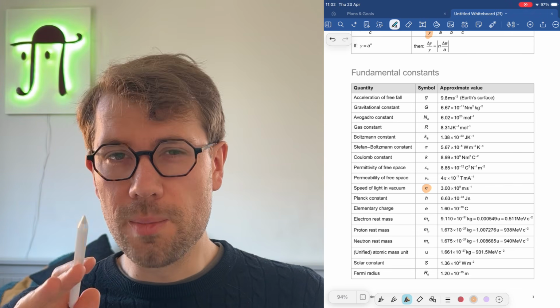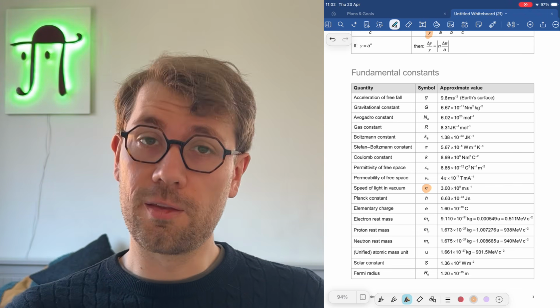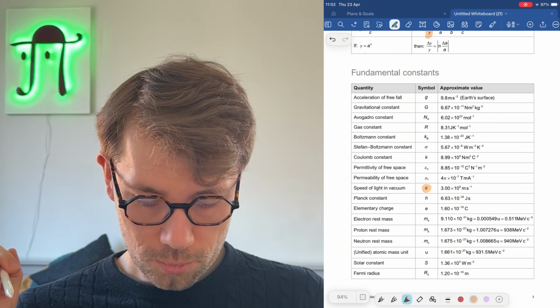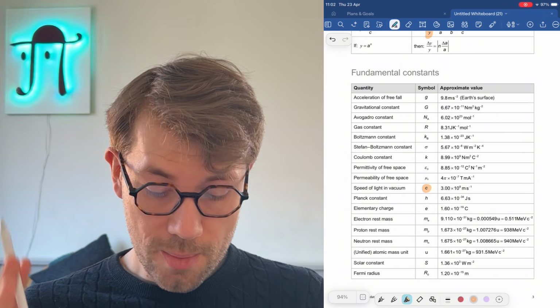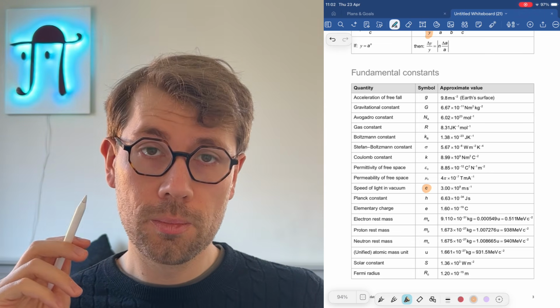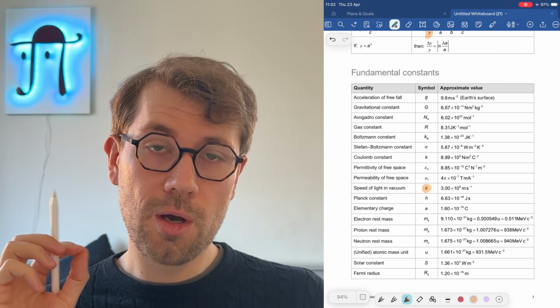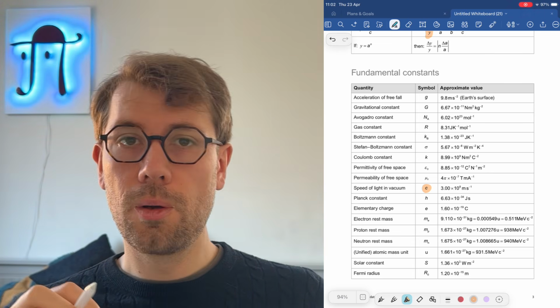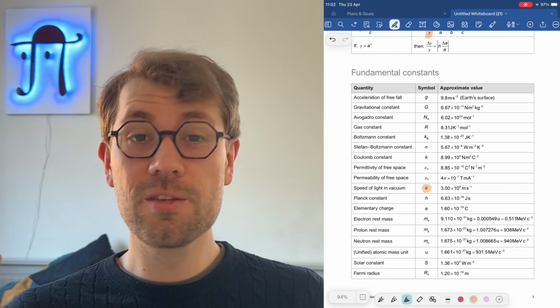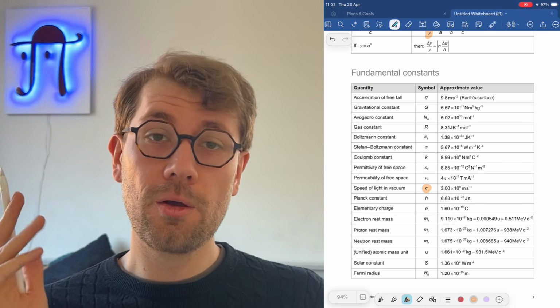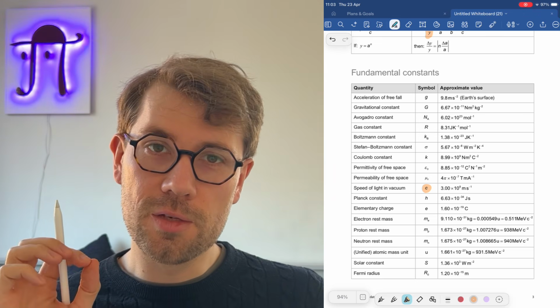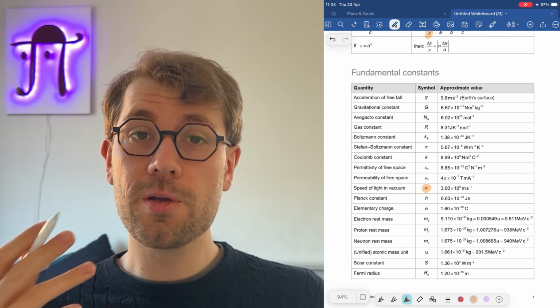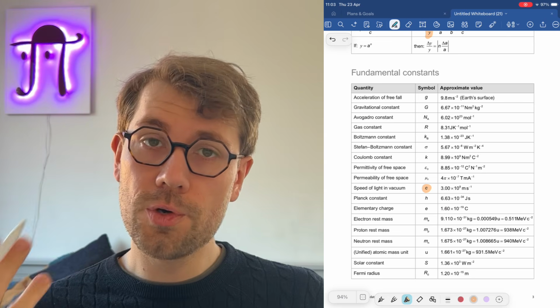It's pretty much the same anyway, close enough that we can say it's the same. Then we've got Planck's constant, nice and easy. Elementary charge, that's important. That is the charge of a positron. Also, if we put a negative sign in front of it, it's the charge of an electron. If we keep it positive, it's the charge of a proton.